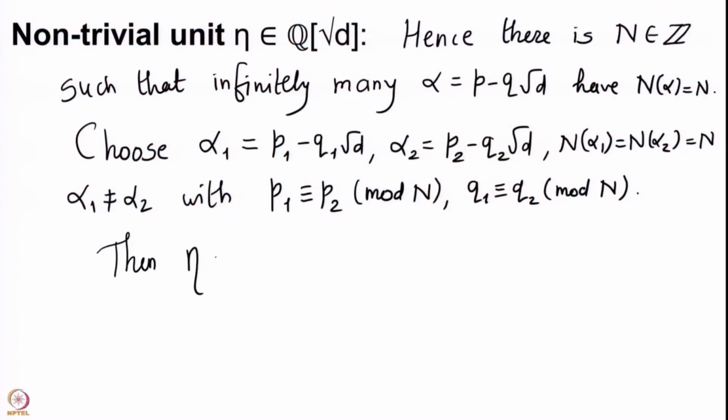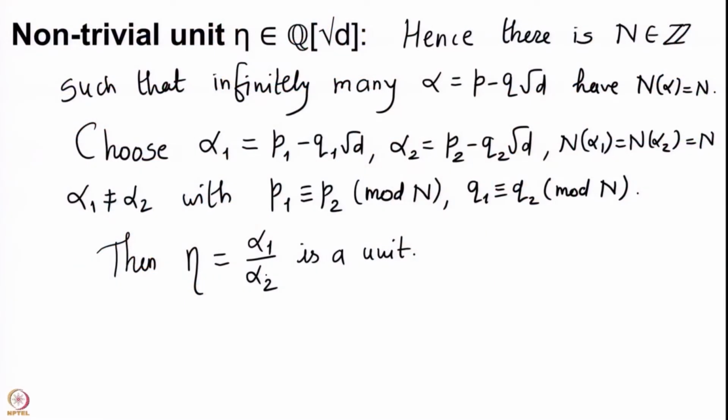Then I claim that eta, which is alpha 1 upon alpha 2, is a unit. So, this is clearly a unit because its norm is norm alpha 1 upon norm alpha 2, which is N upon N, this is 1. If we can prove that eta is again an element in the ring of integers, that eta is in fact an integer plus integer times root d, then we are done. Anything in the ring of integers whose norm is 1 has to be a unit.